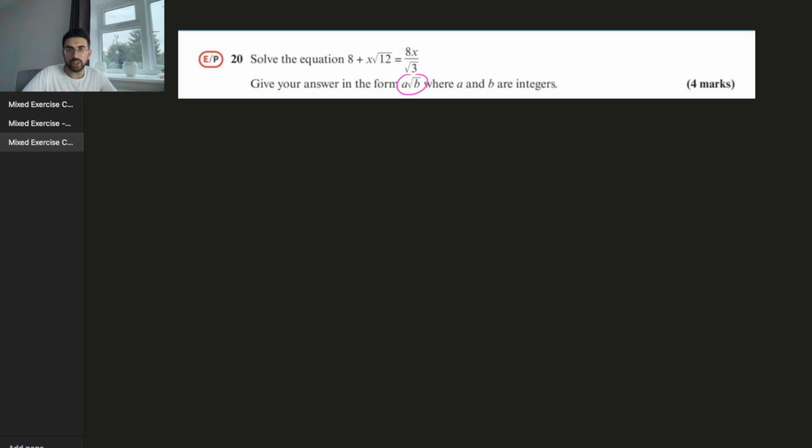Whenever you see a fraction and you're asked to solve the equation, always get rid of the fraction. It's going to make your life a lot easier, okay? And you can do this anywhere. So we've got x root 12 over root 3 equal to 8x. Now I've timesed the whole equation by root 3 to get rid of it in the denominator. I'm going to have 8 root 3 plus x root 36 equal to 8x.